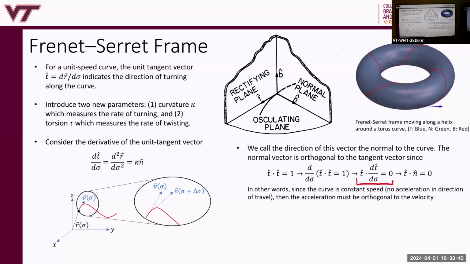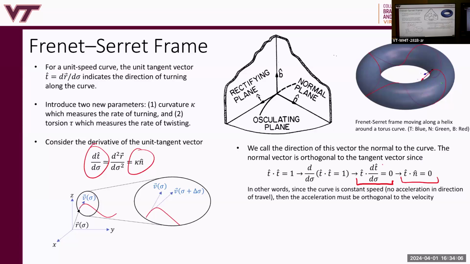And we know dt d sigma is what we define to be kappa times n, right? So we divide out the kappa here, and we're left with t dotted with n, and that has to be equal to 0, right? So that means the dot product of the tangent and the normal is equal to 0. The tangent and the normal are therefore orthogonal. Yeah?